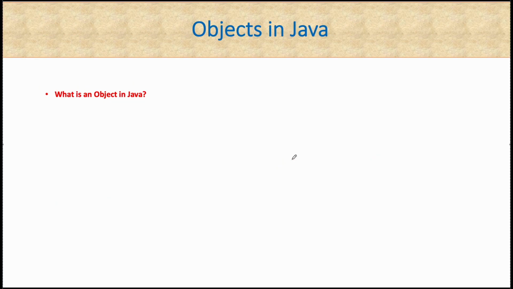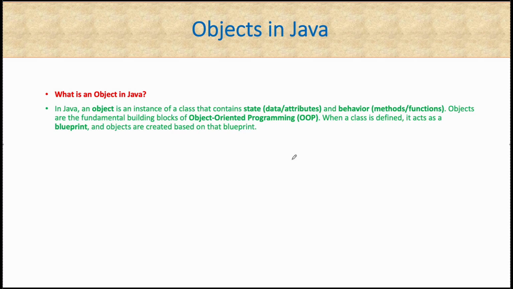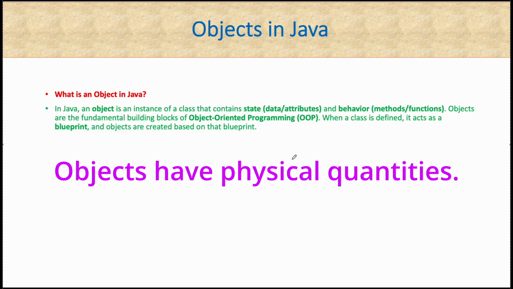As I have told you earlier, objects are the physical quantity that is built from the blueprint or the classes. In Java, an object is an instance of a class that contains state and behavior that is defined inside the class. Objects are the fundamental building blocks of any object-oriented programming. When a class is defined, it acts as a blueprint and objects are created based on that blueprint.